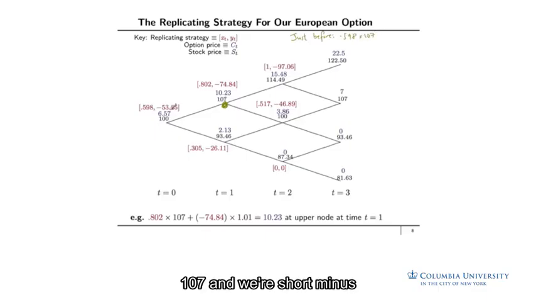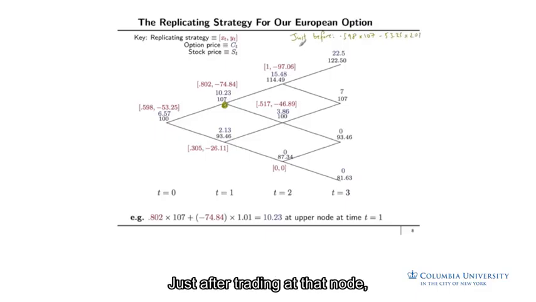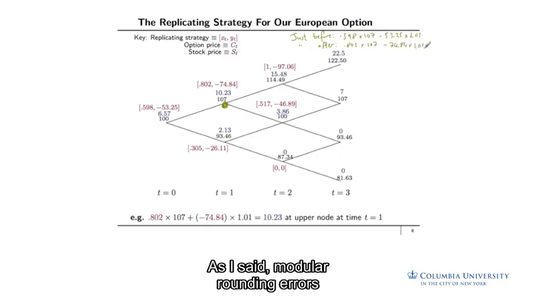And we are short minus 53.25 times the cash account, which is worth 1.01 at that node. So this is the value of the portfolio just before trading at this node. Just after trading at that node, we are holding 0.802 units of the stock and minus 74.84 units of the cash account. And as I said, modulo rounding errors, these two numbers must be the same. That is the self-financing condition.